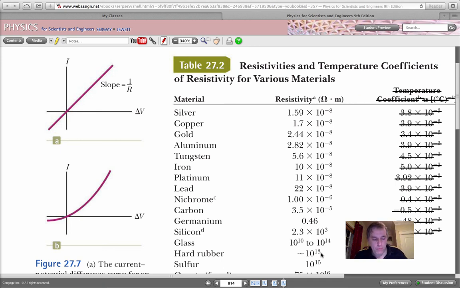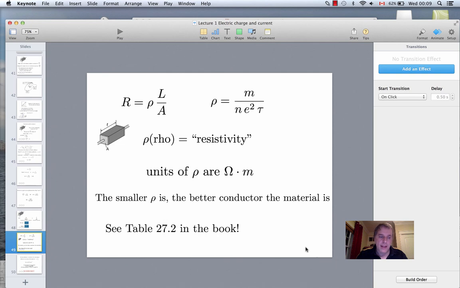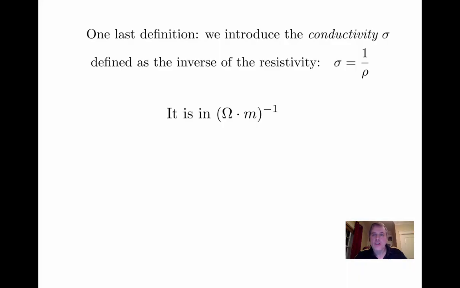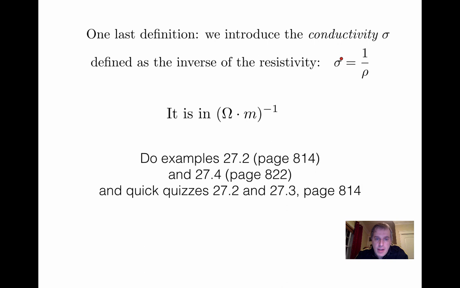We're pretty much almost done. The last thing, I'm going to introduce one last concept, which is called the conductivity, sigma. We use the Greek letter sigma. Sigma is defined to be 1 over the resistivity, so it has units of ohm meters to the minus 1. If you have a good conductor, you have a small resistivity rho, and a good conductor has a large conductivity sigma. Just a quick definition here.